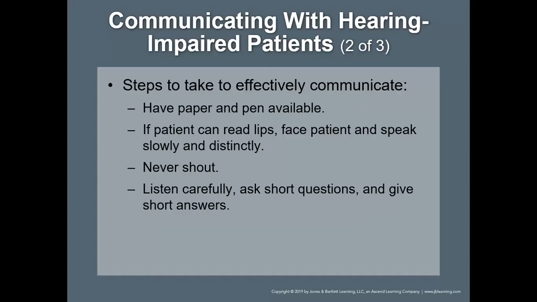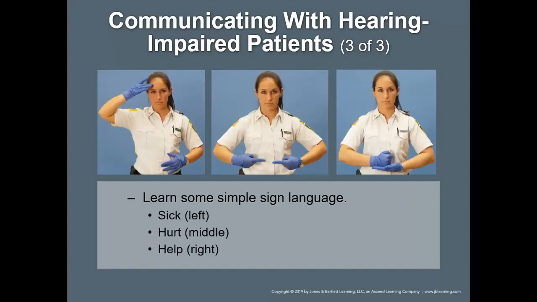Steps to take to communicate effectively with patients that are hearing impaired. Have paper and pen available. They may be able to write information. If the patient can read lips, face the patient and speak slowly and distinctly. Never shout, so don't raise your voice at them. Listen carefully, ask short questions, and give short answers. And there is some sign language that you can learn. Some important signs: sick, hurt, help.